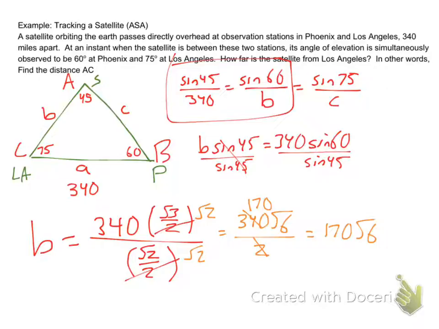But if I use my calculator, what do I get? What's 170 times square root of 6? 416.4? So it's about 416.4. We got the exact answer. We got an approximation. Can you guys replicate that on your own? I would hope so.